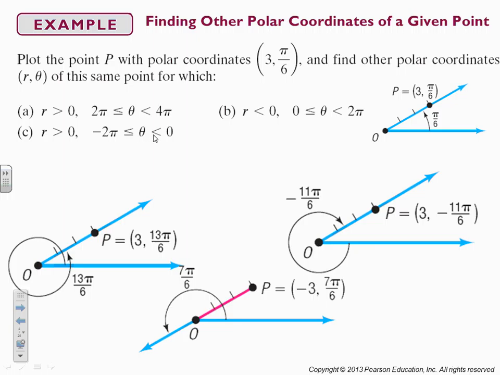Last but not least, instead of going pi over 6, we're going to go the opposite direction. So we go 2 pi minus pi over 6. And we want to put it in the negative direction, so it's 11 pi over 6, and with a radius of 3. So those are 3 different polar coordinates with the same ending point as 3 comma pi over 6.